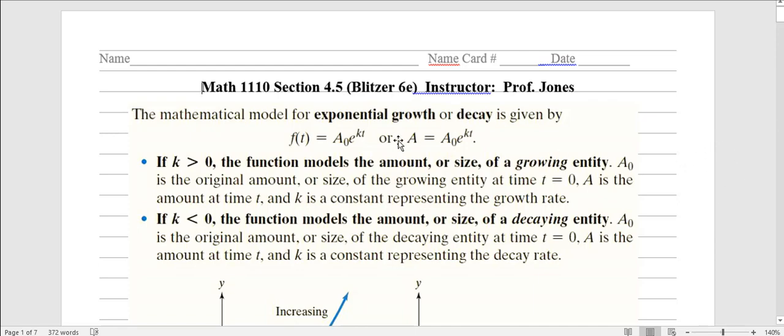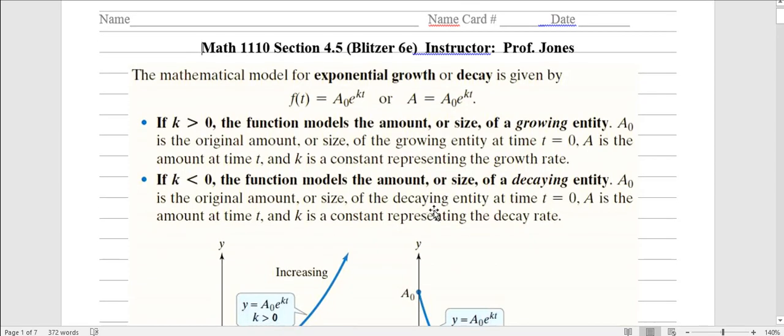Time is our independent variable. We have some initial value that here we're referring to as a sub 0. So that could be an initial amount, an initial size, times the exponential e to the kt. K is called our growth or decay constant. And if k is positive, the entity is growing. If k is negative, the entity is decaying. So this is the exponential growth or decay model.